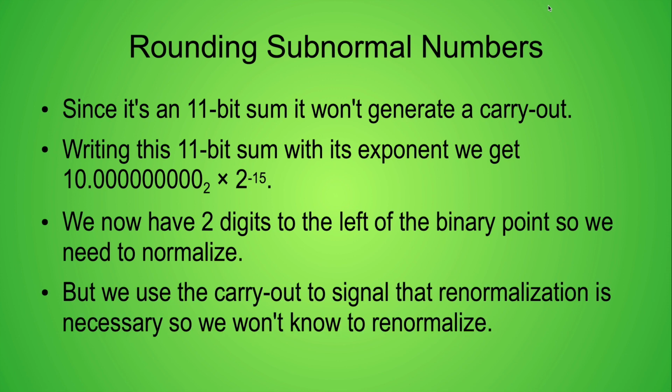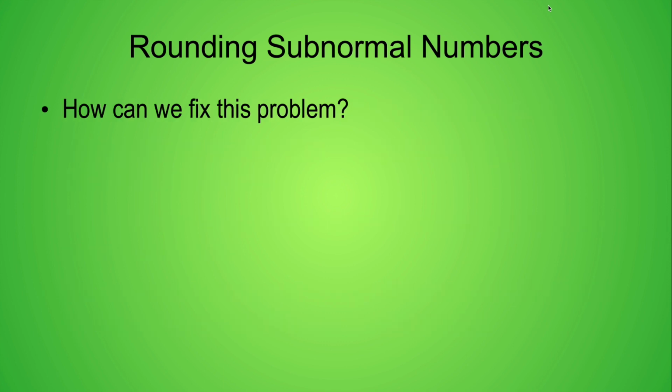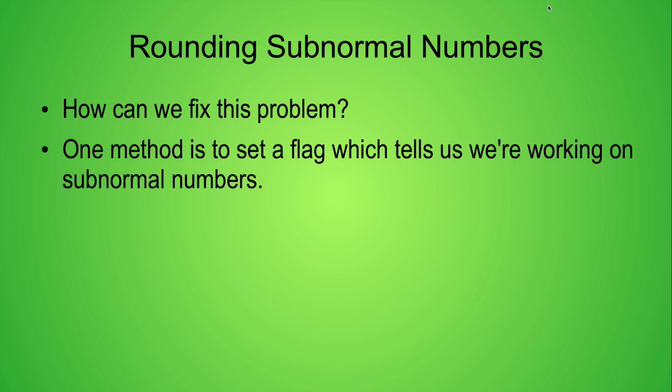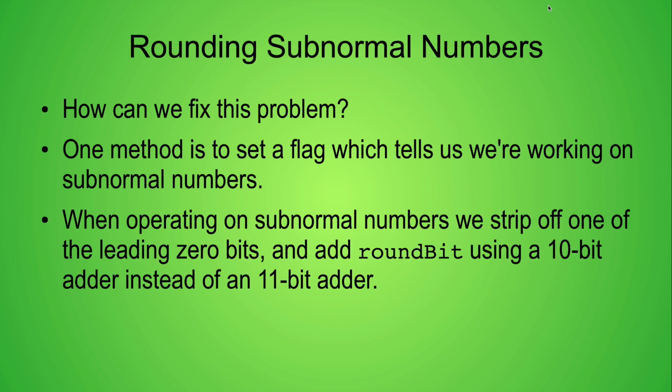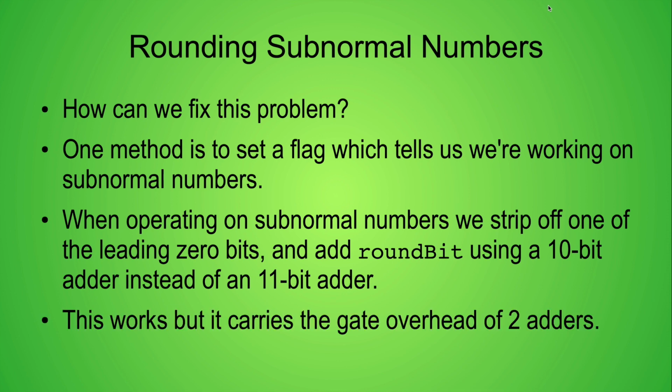But previously, I have been using the carryout bit as a flag to tell us that renormalization was required. And because after rounding, the sum won't generate a carryout, we won't know to renormalize. What do we do? We could test the exponent value and determine if we're rounding the 10-bit significand of a subnormal number or the 11-bit significand of a normal number, and use either a 10-bit adder or an 11-bit adder as required. This could work, but we have to allocate gates and route for 2 different adders.